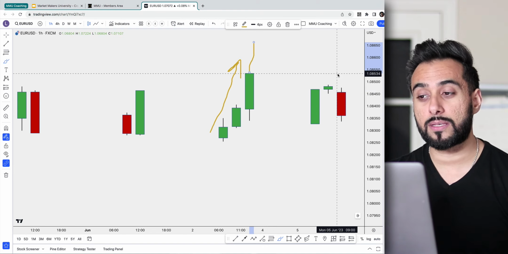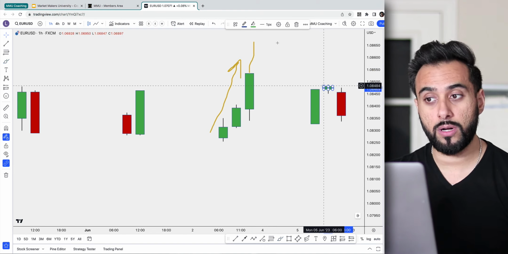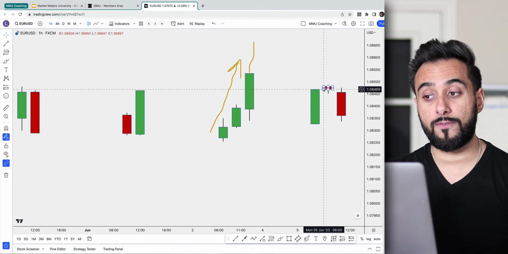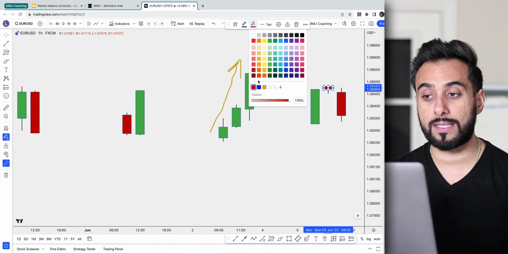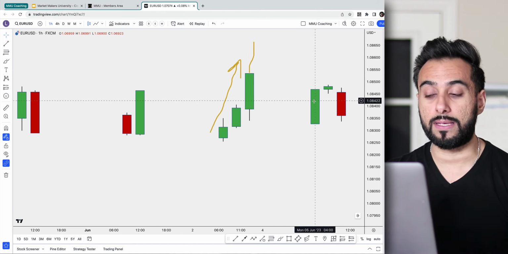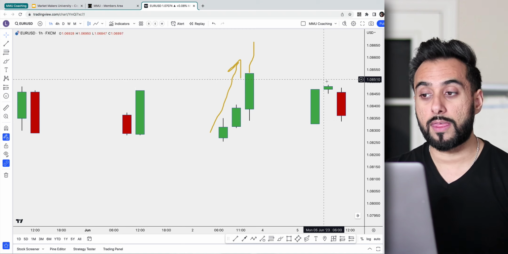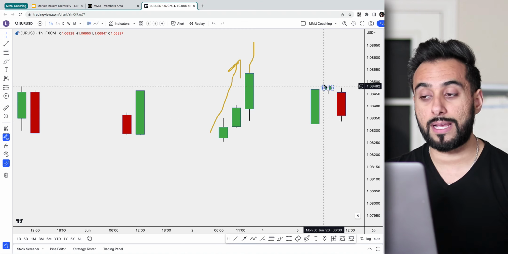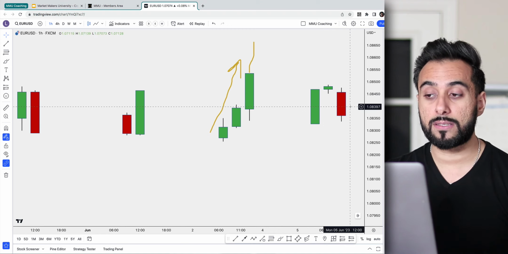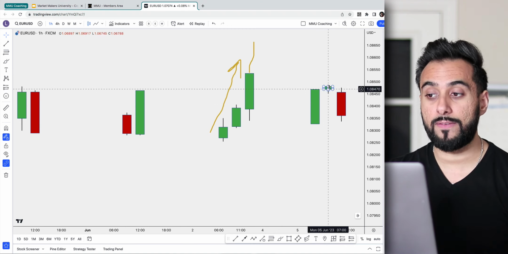And I'll tell you, this pattern would be stronger if this candle was red, but don't negate the fact that if it is green, you don't want to discard the fact that this is still an evening star pattern. So in this case, what's happening is it's a very bullish candle. Then the next candle shows a sign of indecisiveness, whereas the next candle overtakes or engulfs the previous candle.